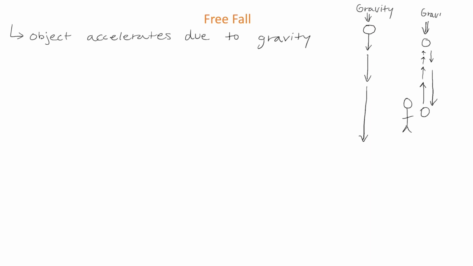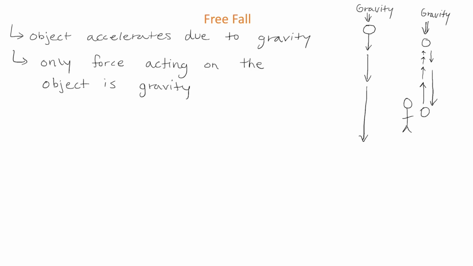to gravity. And just to make it clear, an object can only be in free fall motion if the only force acting on it is gravity. So the object can't have an engine or an external force that is causing it to accelerate. Only gravity can be acting on the object, and only gravity can be causing it to accelerate. If both of those conditions are true, then the object is moving with free fall motion.